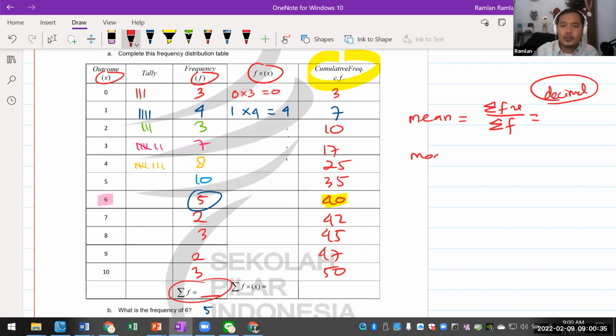Of course, the mode is quite easy, right? The mode is just the value of x which has the most frequency, okay?